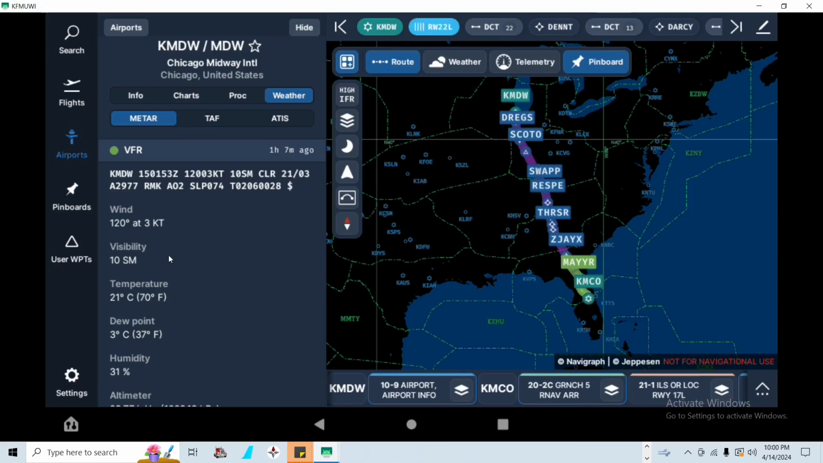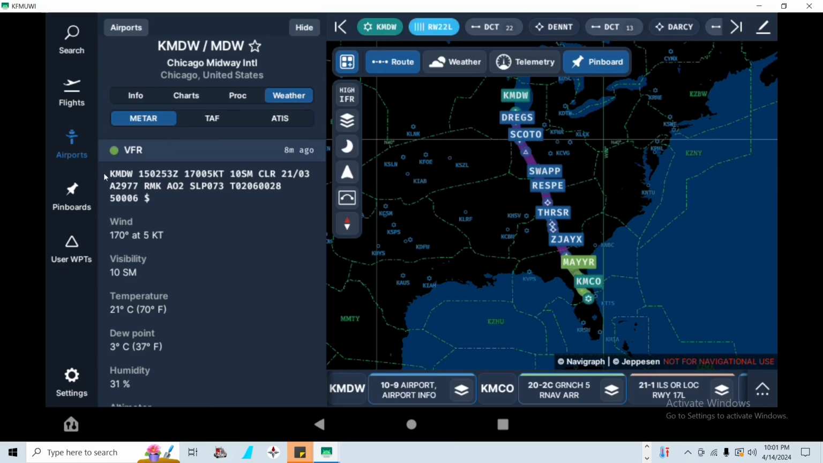What does METAR stand for? It basically stands for Meteorological Aerodrome Report, and it's a report of the current weather at that airport. It's published automatically by a system every 30 minutes. Basically what the METAR is, it's the actual weather. It's not the forecast weather. So keep that in mind.